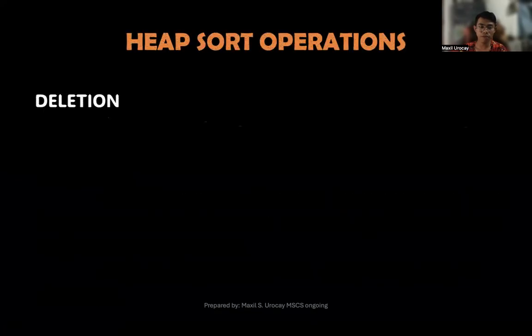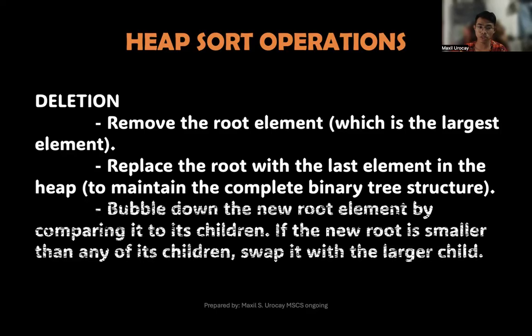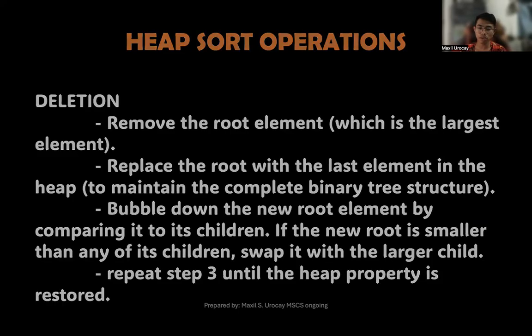Afterwards, here we have the deletion. You have to remove the root node, which is the largest element, and replace the root node with the last element in the heap, to maintain the complete binary tree structure, and you will bubble down. You will swap that with the element below by comparing to its children. If the new root node is smaller than any of its children, swap it with the larger child. You can actually check that one in the video that I presented in the other separate video. Repeat step 3 until the heap property is restored.